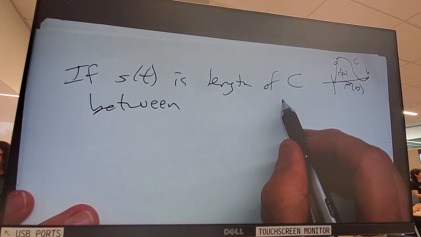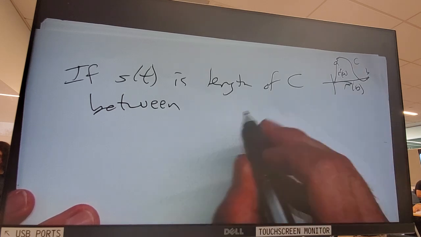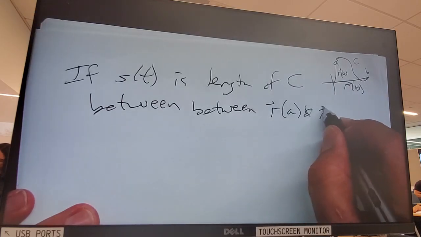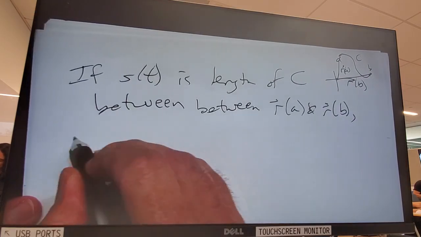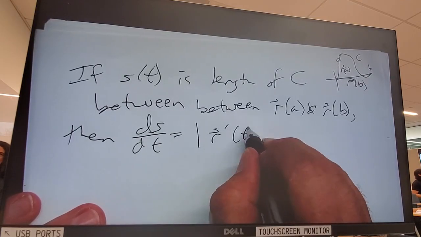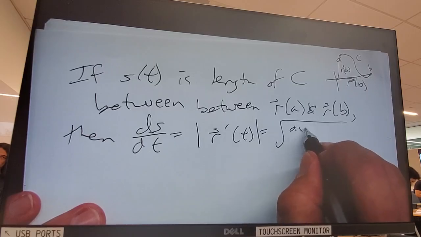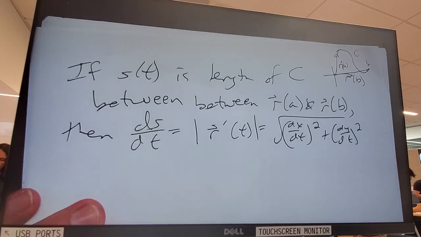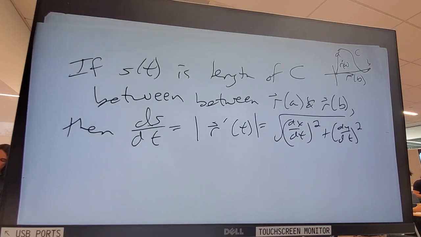So if S of t is the length of this curve C between r of a and r of b, then this is stuff we've actually done before, but I don't blame you if you forgot. Just to make this more formalized, ds/dt equals the magnitude of r prime. That's something we talked about way back when. Magnitude of r prime is of course that.